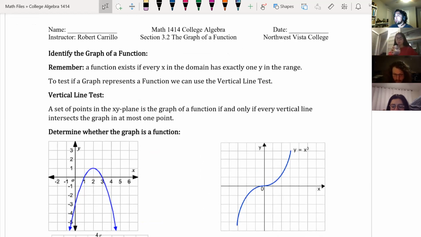Okay, so we start with 3.2, which isn't that big of a section. This is just called the graph of a function, and it just wants us to recall what a function is. Remember, a function exists if every x in the domain has exactly one y in the range. And if you're ever given a graph that could possibly represent a function, one way to tell that it's a function is by using something called the vertical line test, which means if you draw a vertical line through the graph and it only intersects the graph once, then you have a function. If the vertical line intersects the graph more than once, then you do not have a function.